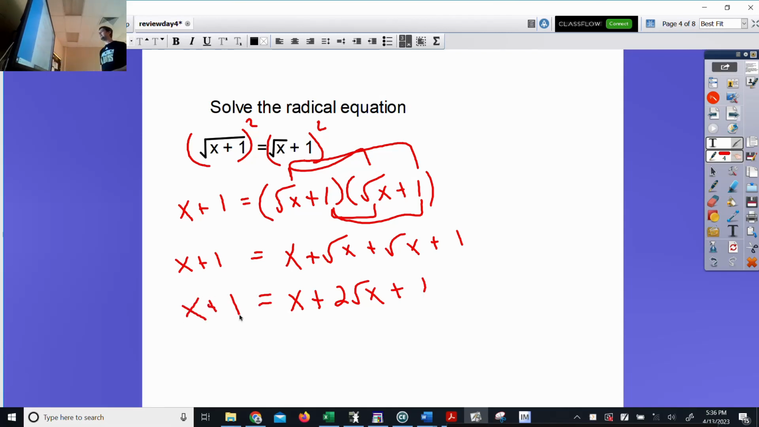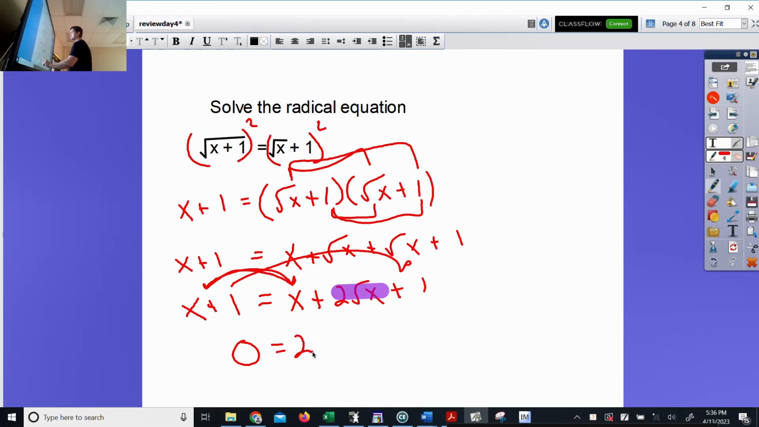Oh, this is kind of interesting. There's a whole lot of stuff in balance. What I want to do is I want to isolate this guy right here. I like how this worked out. So that's the wrong way. If I take this x and move it over, and I take that one and move it over, I get 0 equals 2 root x.